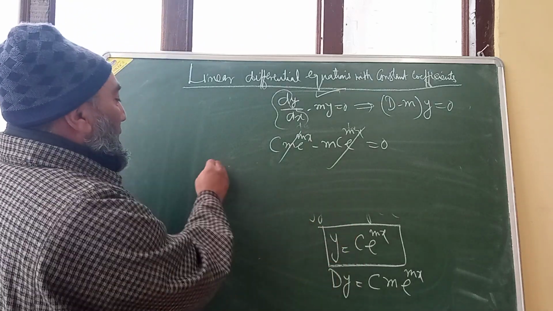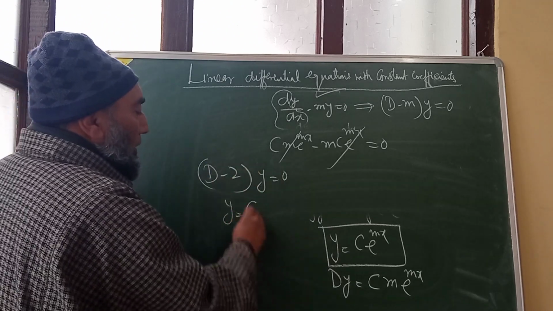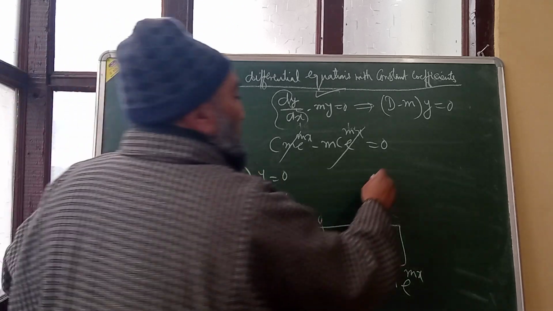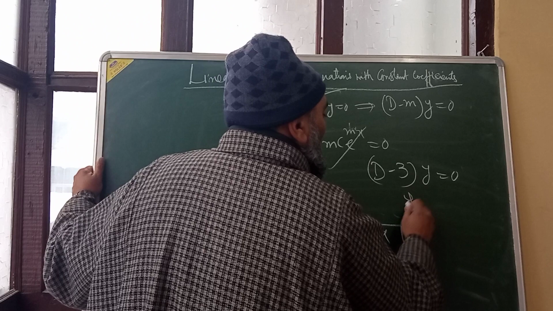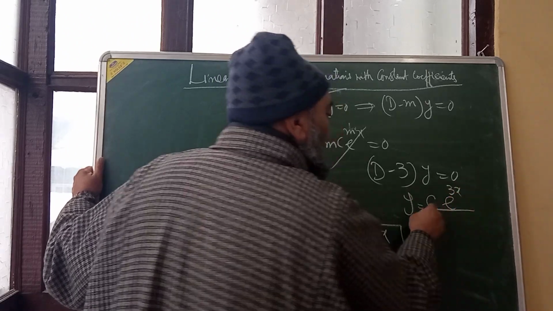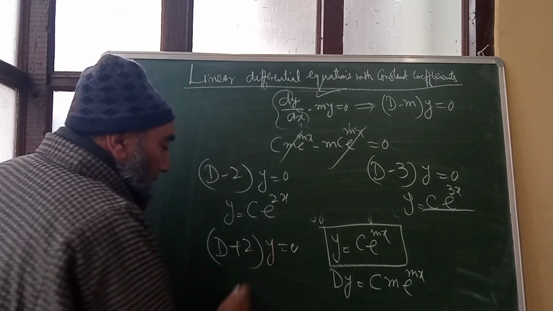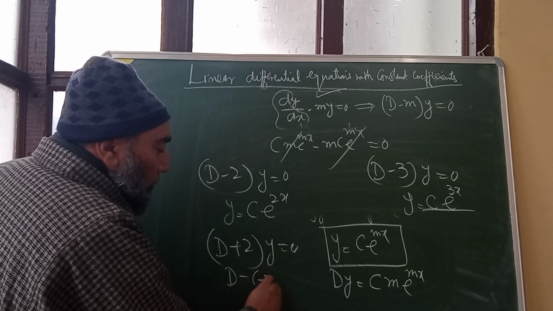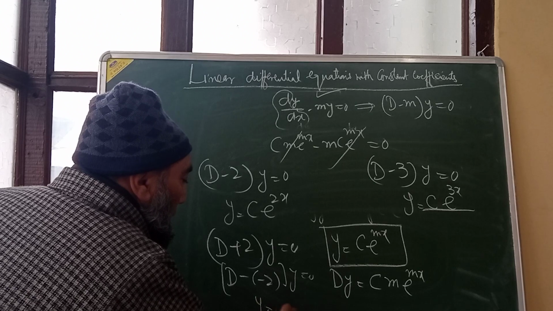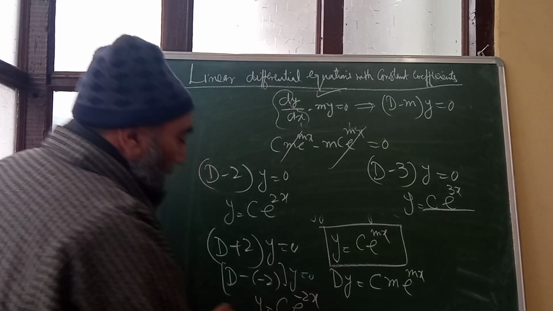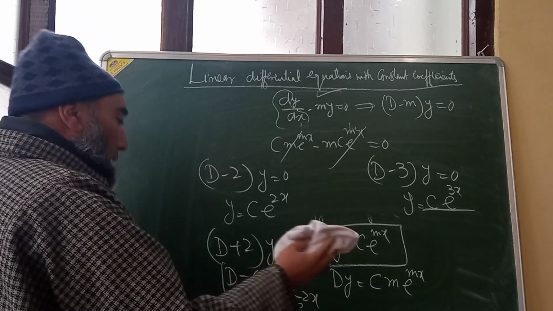If you have, say, (D minus 2) operating on y equals 0, what is the solution? y equals constant times e to the power 2x. If you have (D minus 3) operating on y equals 0, what is the solution? y equals constant times e to the power 3x. If you have (D plus 2) operating on y, this is nothing but (D minus of minus 2) operating on y, so the solution will be y equals constant times e to the power minus 2x. Instead of plus 2, you have minus 2x. Clear?